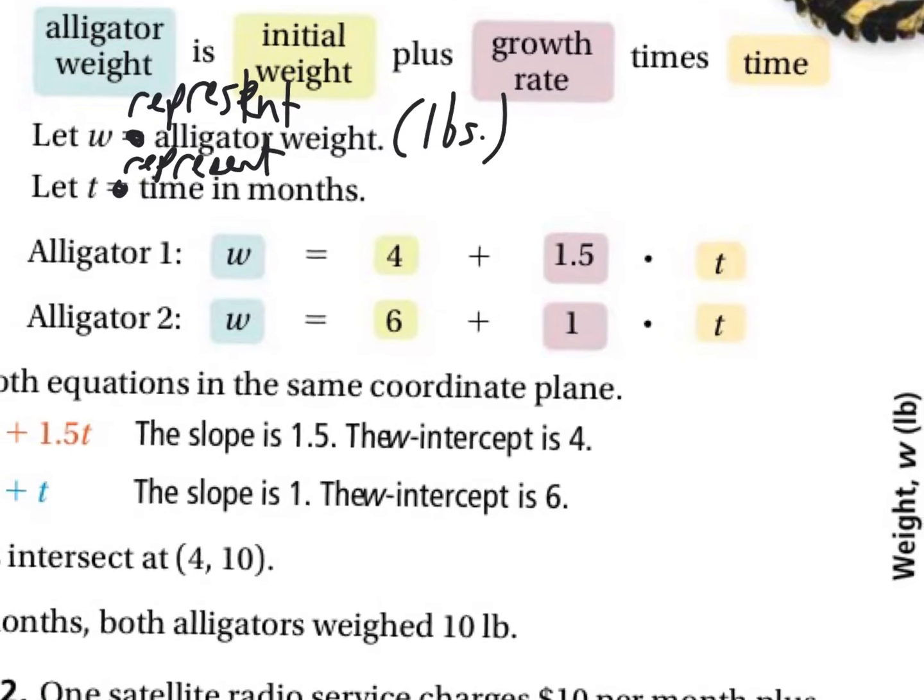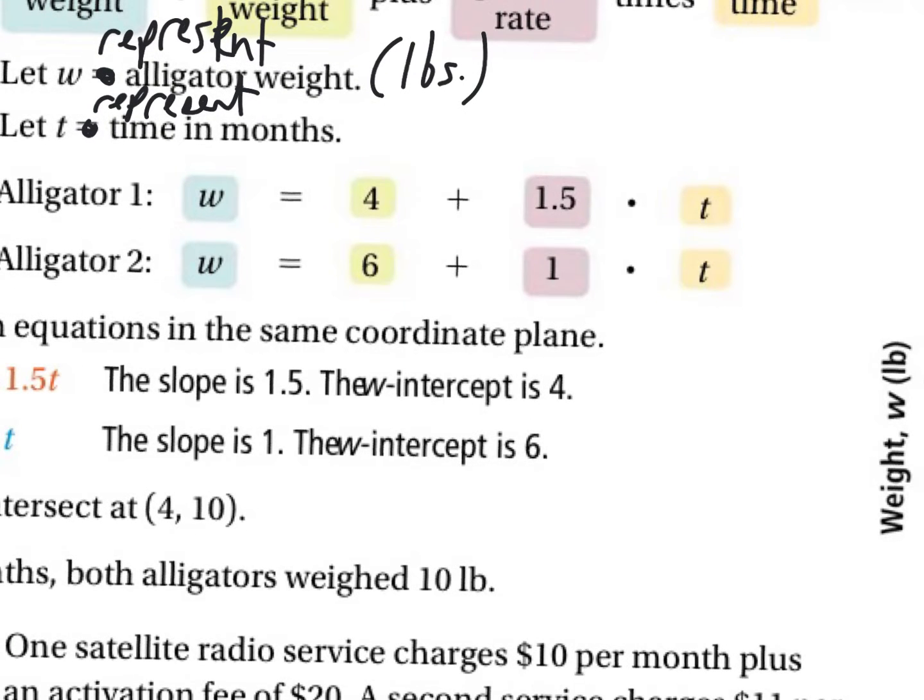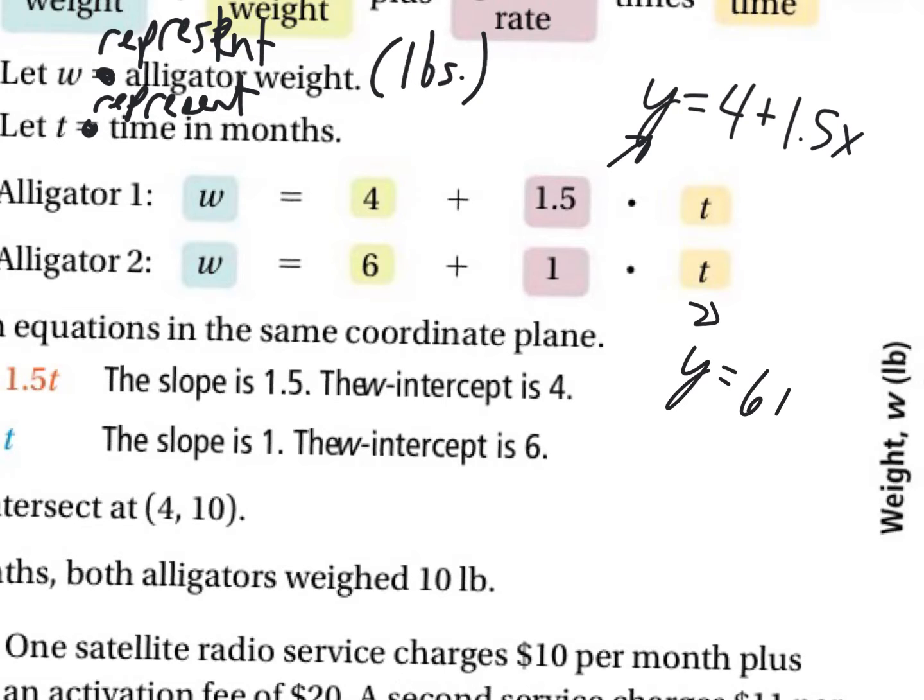When we do these, if we were doing these in our calculator, obviously we're not going to be putting W's and T's. We're going to be putting Y's and X's. So this would be like Y equals 4 plus 1.5X, and this would be Y equals 6 plus 1T, or just 6 plus T.